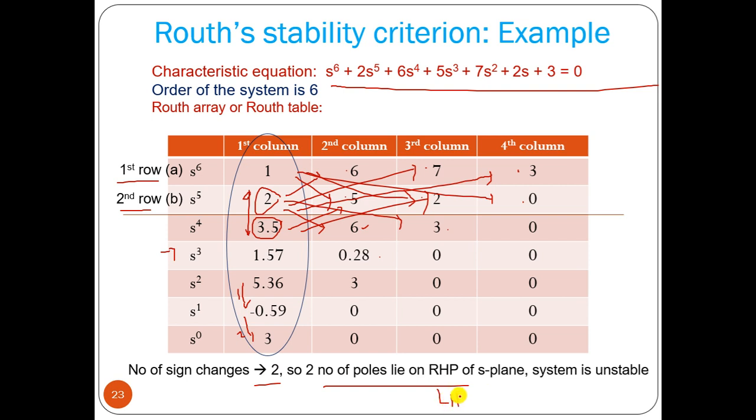Then how many poles are on the left half plane? The number of poles on the left half plane, because the maximum power is 6, 6 poles should be there. 2 on the right half plane, so 4 poles should be on the left half plane. As 2 poles are on the right half plane, the system is unstable.